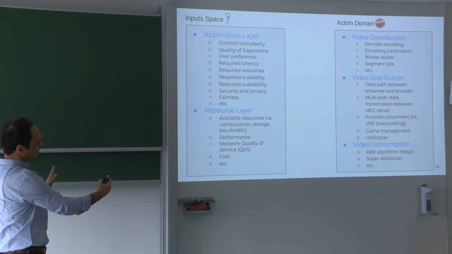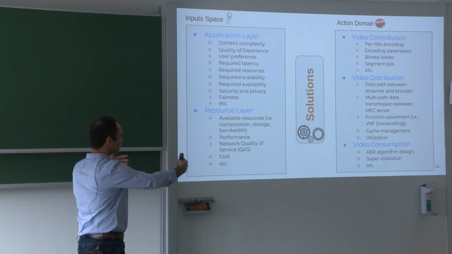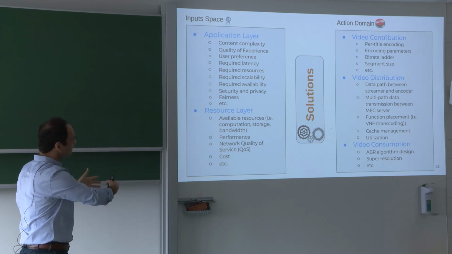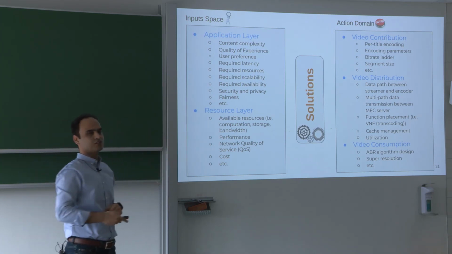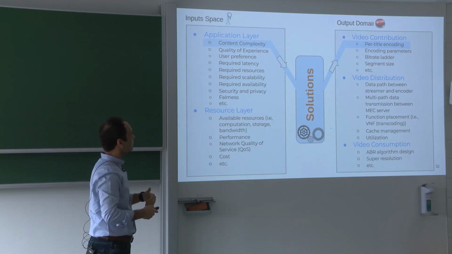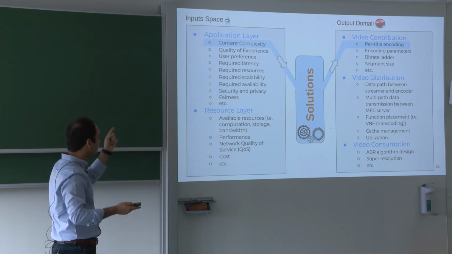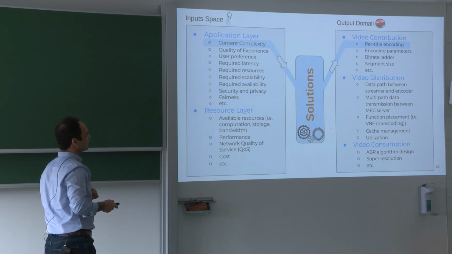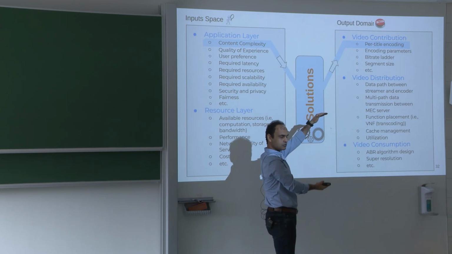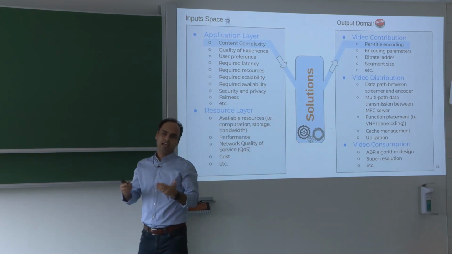These two main rectangles here will be connected by the solutions. Solutions connect and map and consider this input space and apply action on the action domain. So here, for example, some works just consider content complexity and apply on per title encoding, but it's not end-to-end. It's just from the content complexity of the application layer. If we expand our solution and action on this rectangle, we can say that we are on the way to end-to-end approaches.